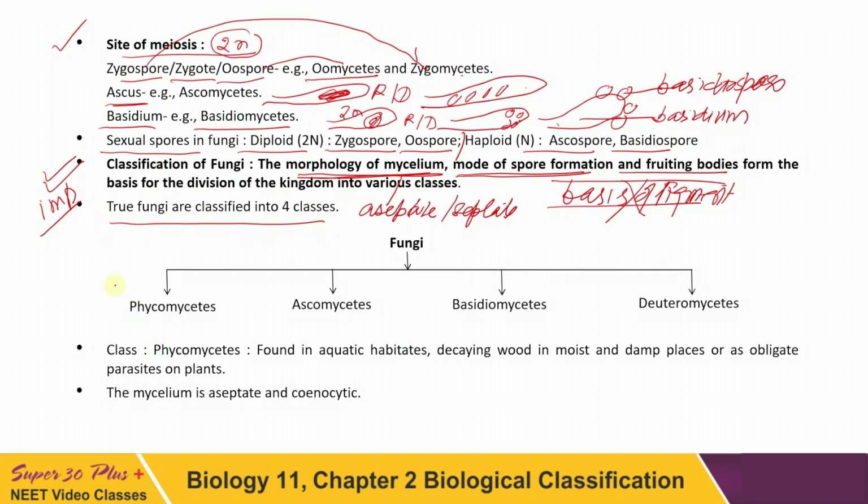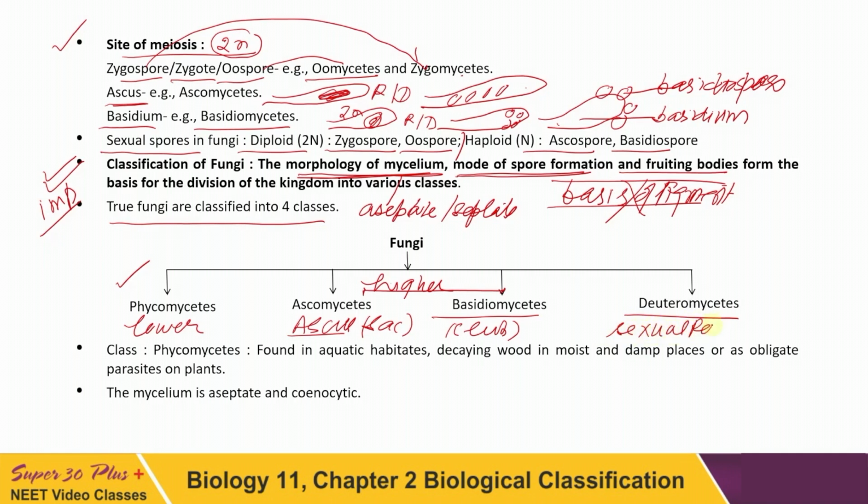One is Phycomycetes, that is known as lower fungi. One is Ascomycetes, also known as sac fungi, where a bag-like structure, the ascus, is produced. Basidiomycetes, also known as club fungi. Both these together are known as higher fungi. And this is Deuteromycetes, in which sexual reproduction is absent.